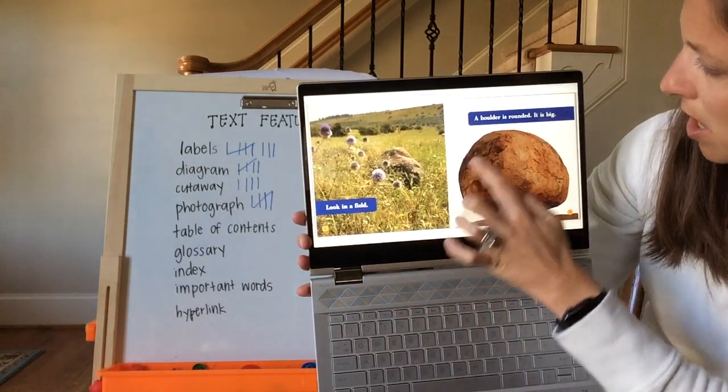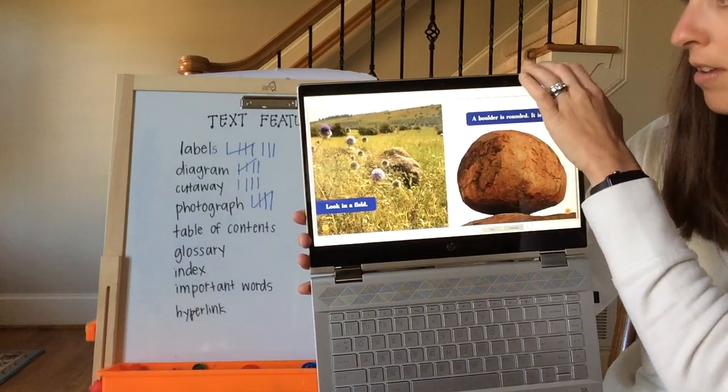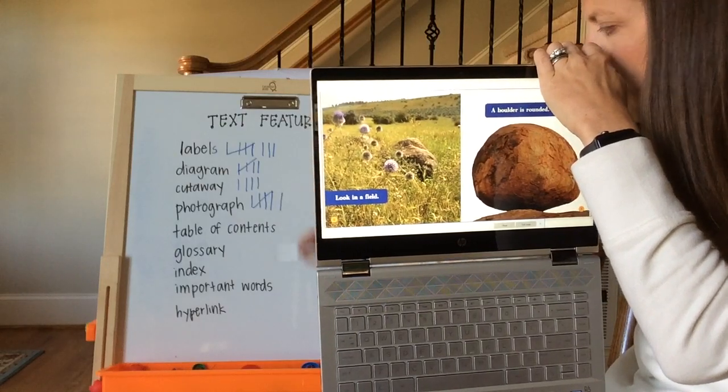Look in a field. A boulder is rounded. It is big. Wow, photographs again. Let me put a tally by photographs.